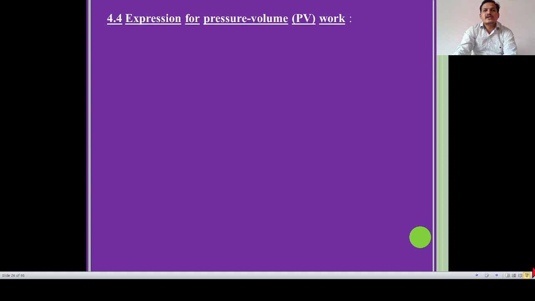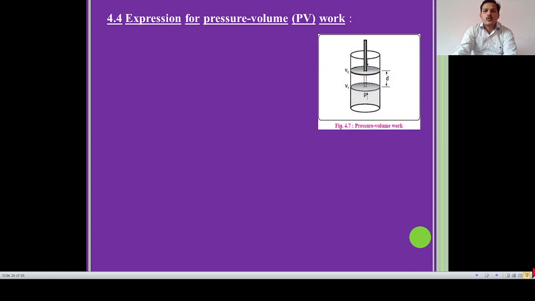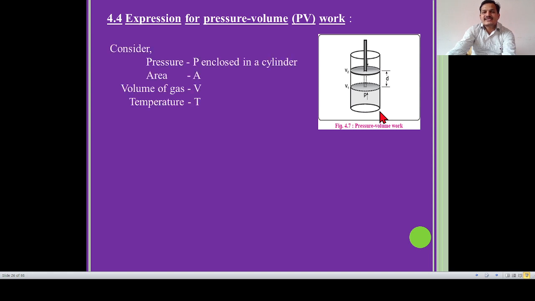expression for pressure volume work. Expression for PV type of work. So in the figure we have to show, consider an ideal gas enclosed in a cylinder fitted with a frictionless and movable piston. Internal pressure of the gas is P. Initial volume of the gas is V1 and final volume of the gas is V2.